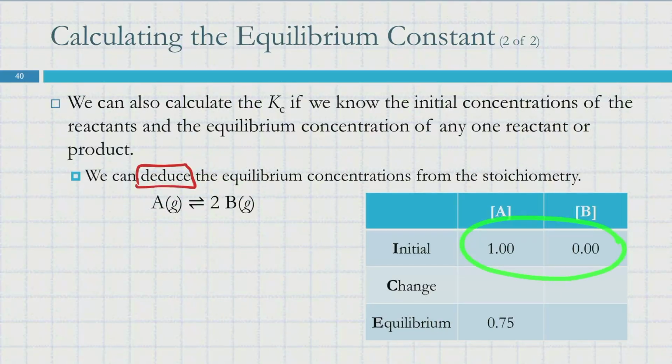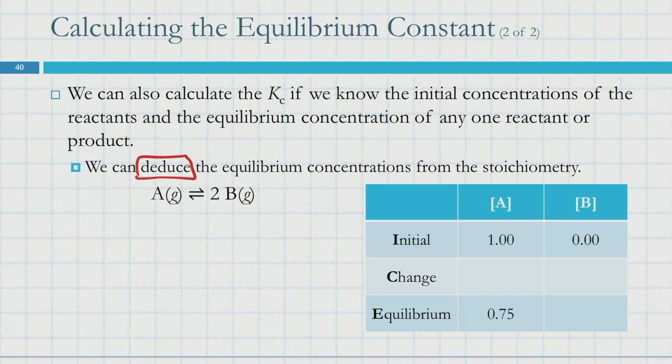We've got our initial concentrations. We started with some A. We've got an equilibrium concentration for A. Maybe A is just easier to measure. The change from the initial to the equilibrium for A was minus 0.25. So if we lost 0.25 A, how much B would we have gained? We've got a coefficient of 2, so we would have gained twice as much, so plus 0.50.